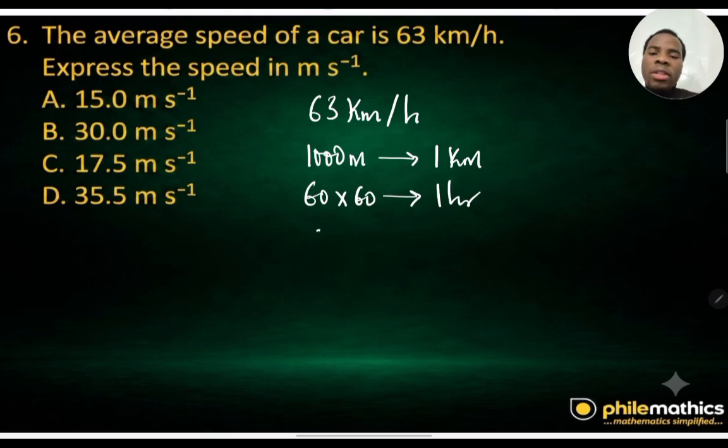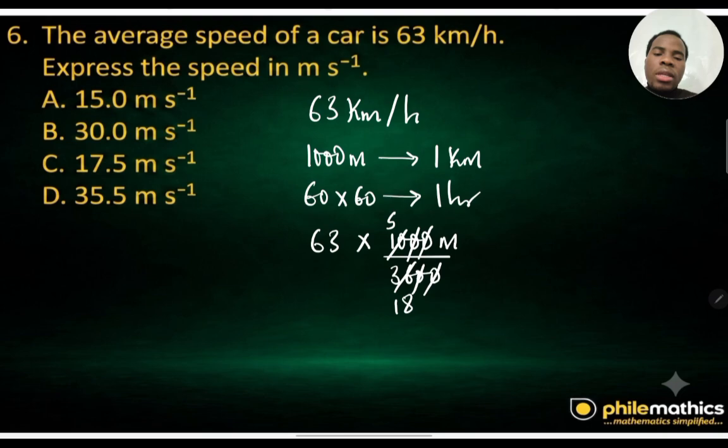So we have 63, kilometer will be 1,000 meters, and the hour will be 60 seconds. 60 times 60 is 3,600. So we can easily divide. 2 here is 5, 2 here is 18.